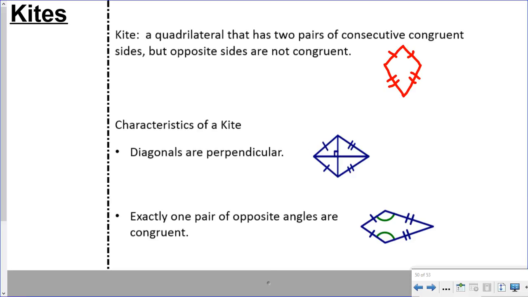And then the last one, which is going to help us with some calculations: exactly one pair of opposite angles are congruent. That's different from a parallelogram, because that had two pairs of opposite angles that were congruent. This one, you can only have exactly one pair of opposite angles, and it's where the two non-congruent sides meet. So single, double, that meets here; single, double, that meets here. Those are the pair of angles that are going to be congruent to each other. That's the only pair that are congruent to each other in a kite.